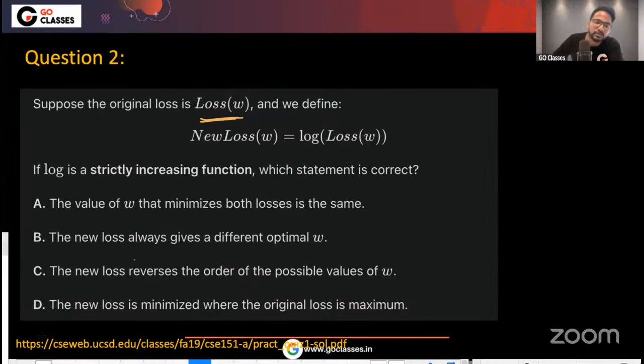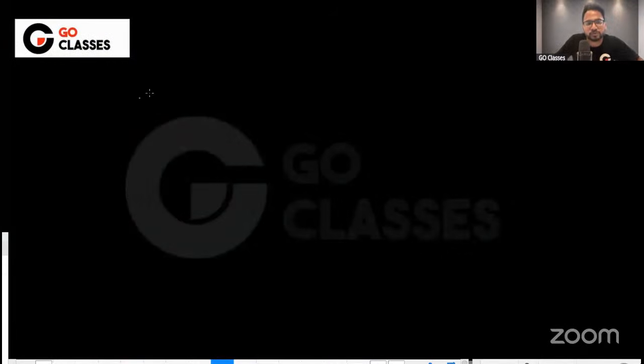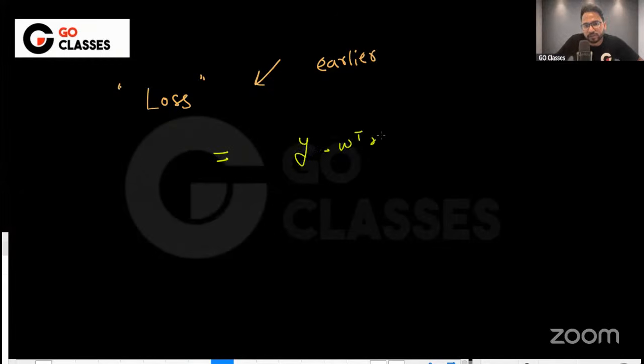Let's suppose earlier you are using L, or let me write loss. This is your earlier loss. Mathematically it could be any expression, but this is what you were using earlier. Now let me write it in a mathematical expression: y minus w transpose x, whole square. So some earlier loss was there.